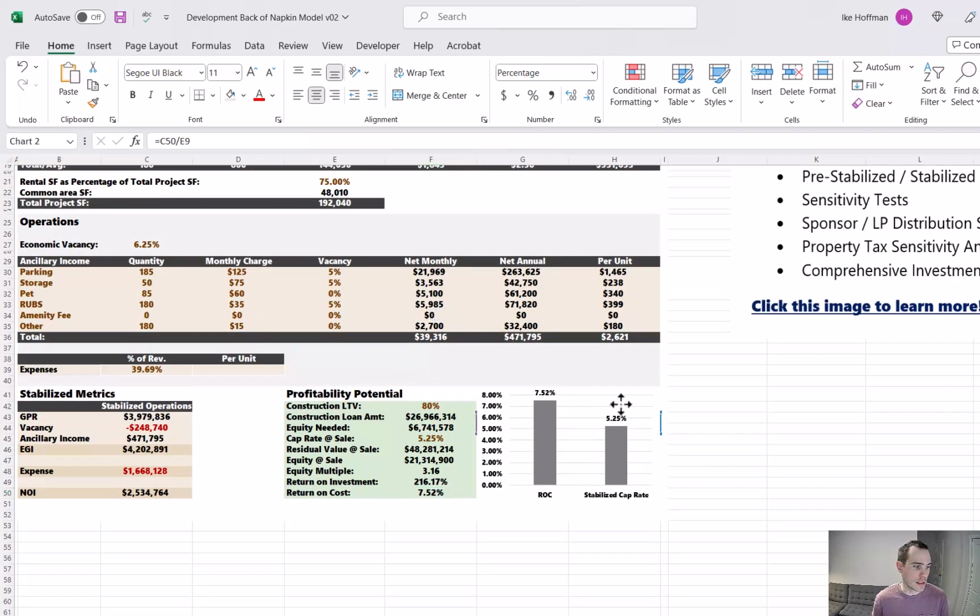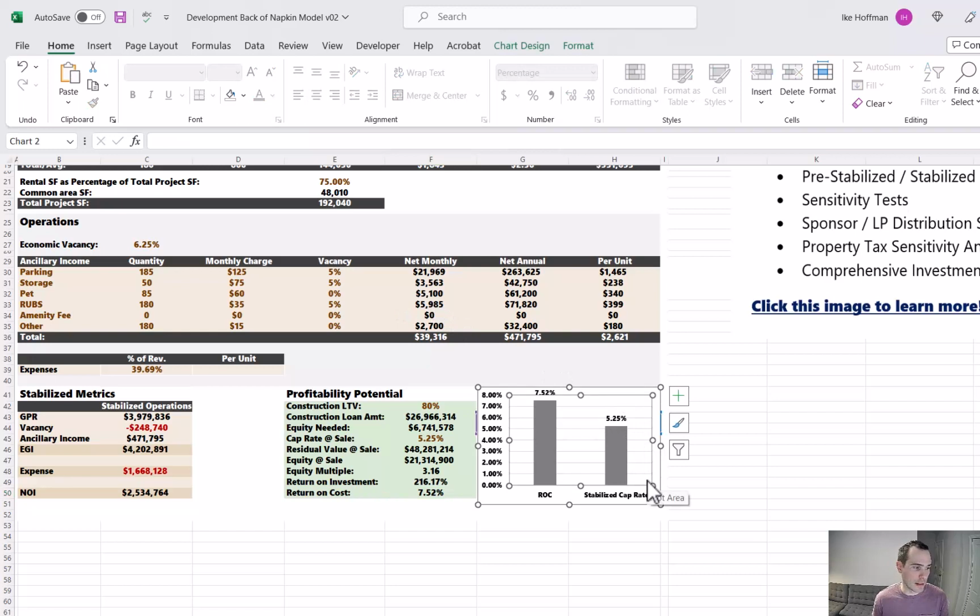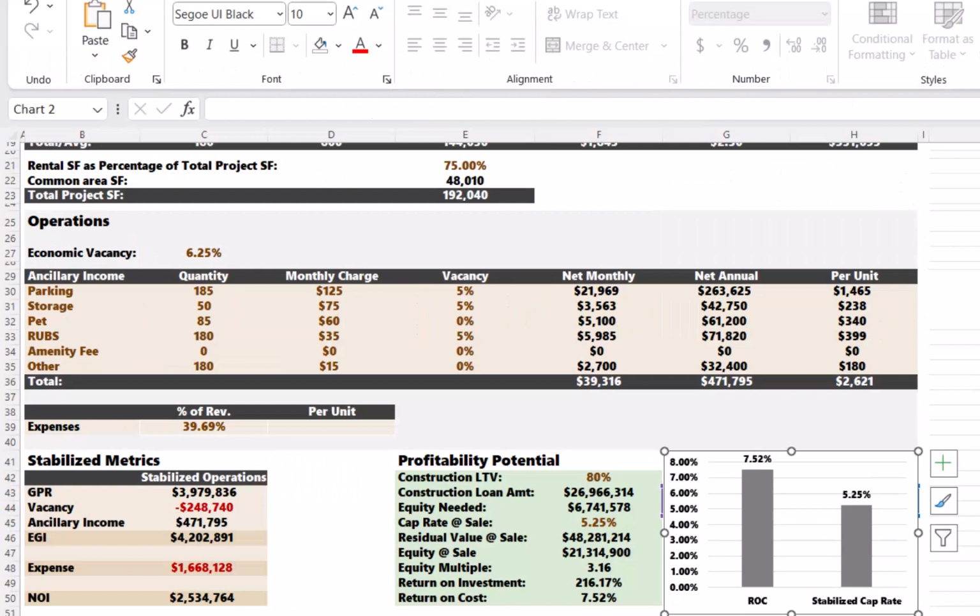You can see in the bottom right-hand corner, after everything is calculated, there's only one graphic in this entire workbook, and it compares the return on cost to the stabilized cap rate. This means that in this particular example, a developer could build the project for about a 7.52 cap, and then once it's completed and stabilized, they could go sell it back to the market at a 5.25% cap.